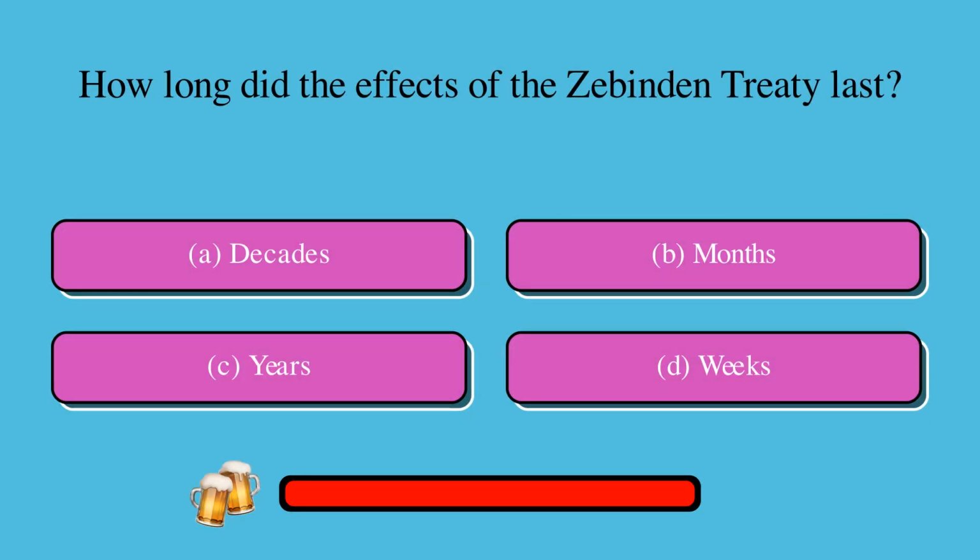How long did the effects of the Zebinden Treaty last? Is it A. decades, B. months, C. years, or D. weeks? The correct answer is A. decades.